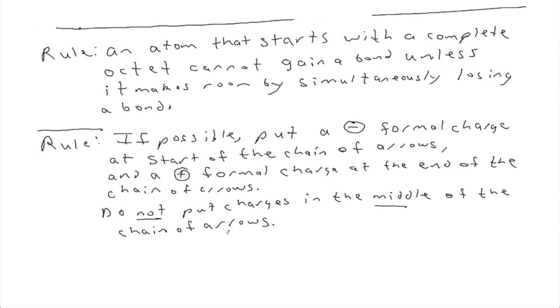Now, we could go further and say why. The reason you don't put a charge in the middle of the arrows is because then you won't be getting rid of that charge. If the charge is in the middle, it would be both gaining and losing electrons, and you can't get rid of that charge.